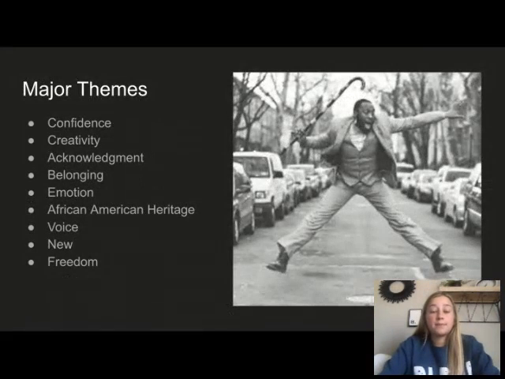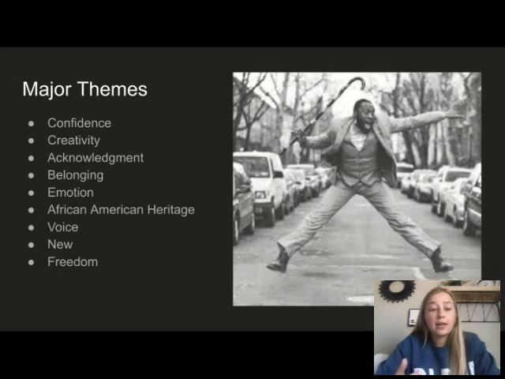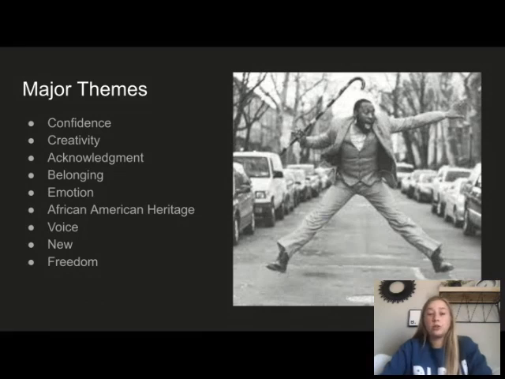So some major themes that I have come up with just to go along with the Renaissance: confidence, creativity, acknowledgement, belonging, emotion, African American heritage, voice, new, and freedom. So I'll go through and say why I thought those.